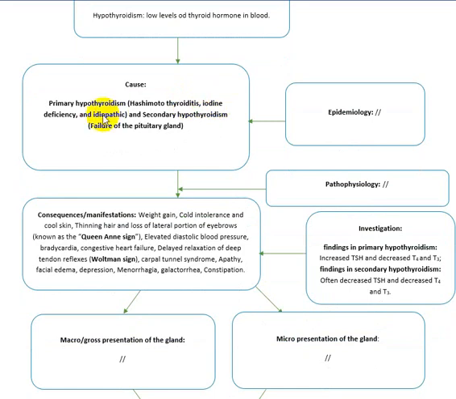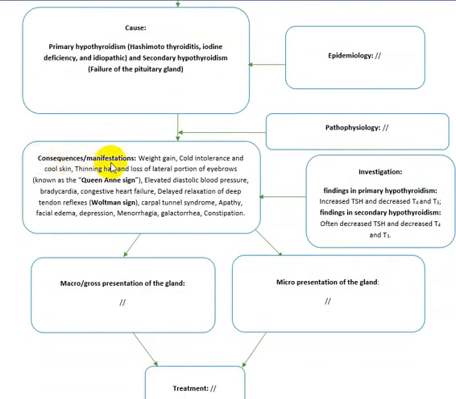You have iodine deficiency, you have idiopathic, and you have secondary hypothyroidism due to failure of the pituitary gland to produce TSH. The epidemiology and the pathophysiology are not given. We have the consequences and manifestations: weight gain, cold intolerance. These are all the consequences of hypothyroidism, and they must be memorized by every student. So you have weight gain, cold intolerance, cool skin, thinning of hairs.